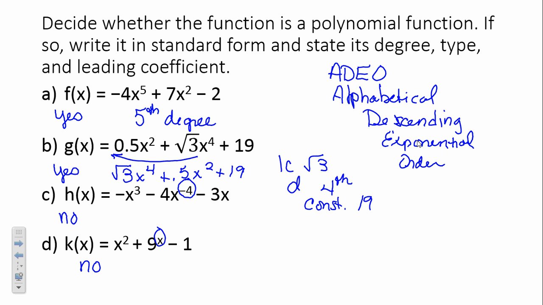Okay. What we said was 5th degree, what's its leading coefficient? -4. And what's its constant? -2.